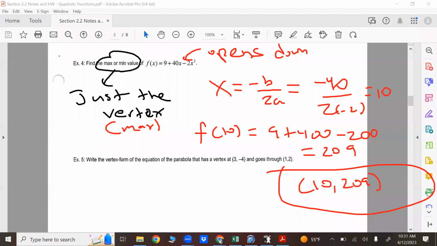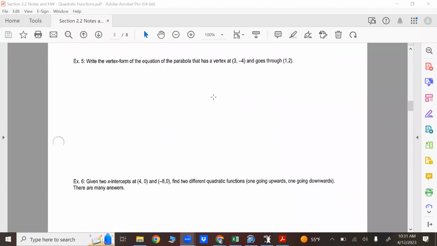Okay. Example 5. I had students in Algebra 2 really struggle with these problems when I taught Algebra 2. Well, I still teach Algebra 2. But in the past, I had students really struggle with this because they were incredibly inefficient. What does the question want? What's the question asking for? An equation, right? In what form? And we know vertex form is this, right? Well, do you have the vertex?